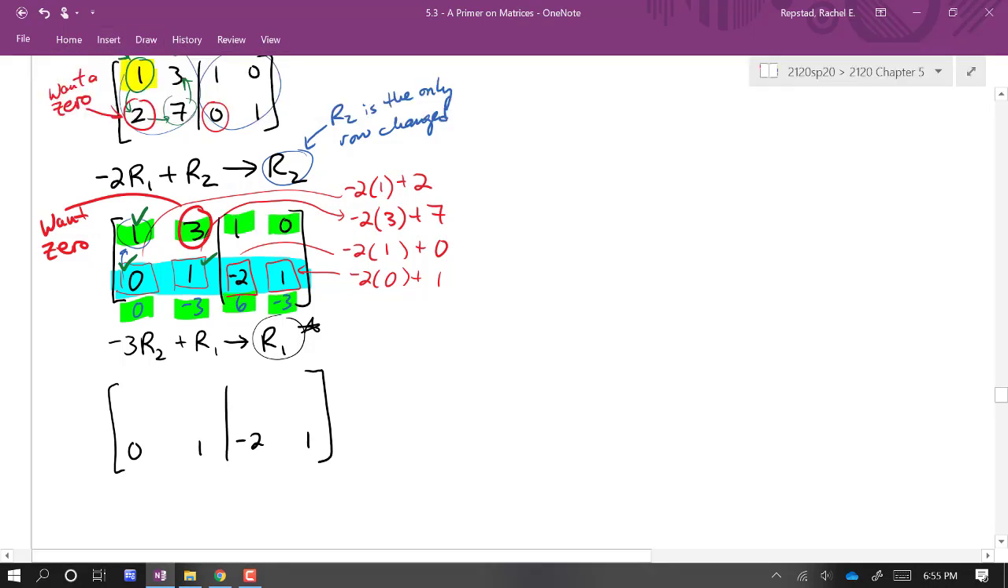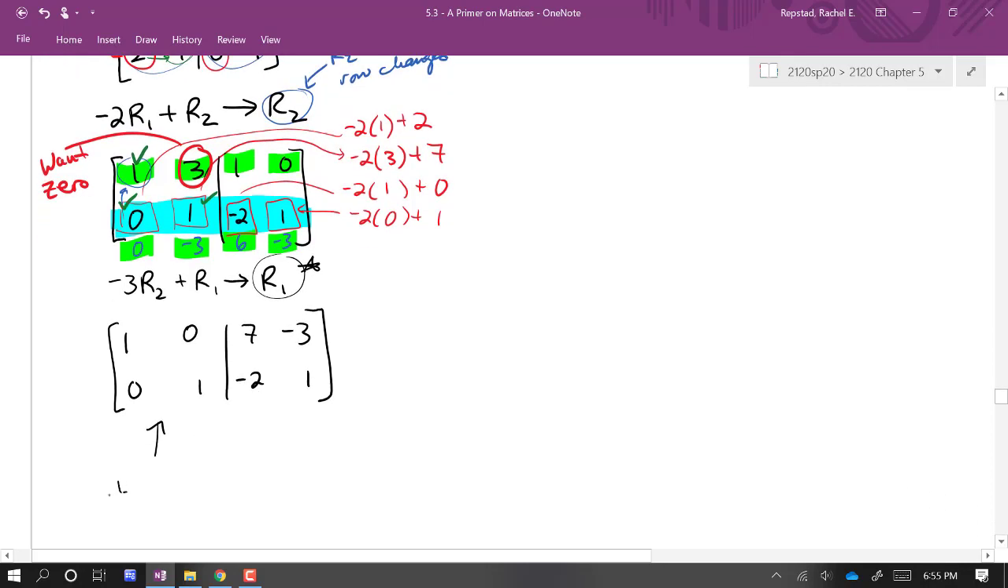And when we do that, we get 1. And then our next entry, -3 plus 3 is 0. Then 6 plus 1 is 7. -3 plus 0 is -3. This looks like the identity. We have the identity sitting on the left.